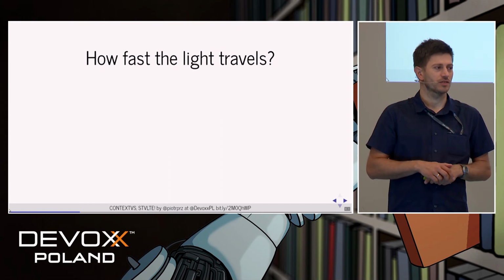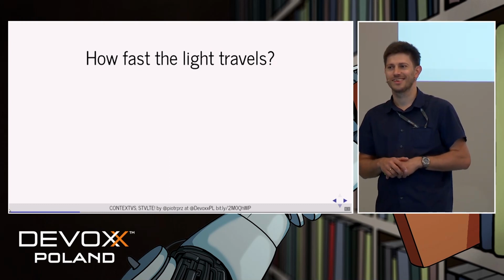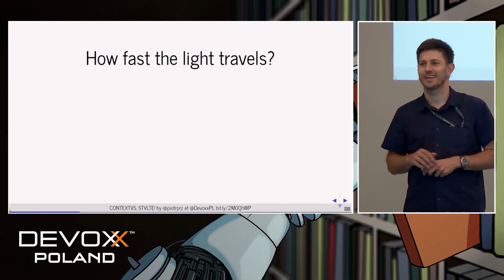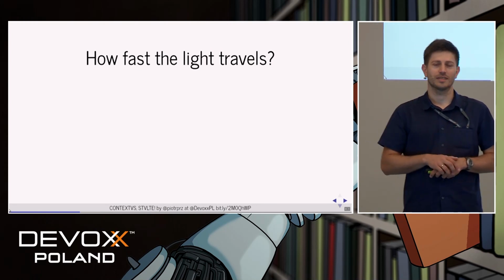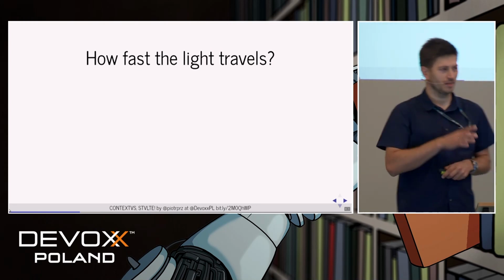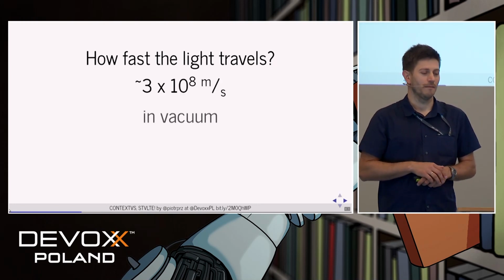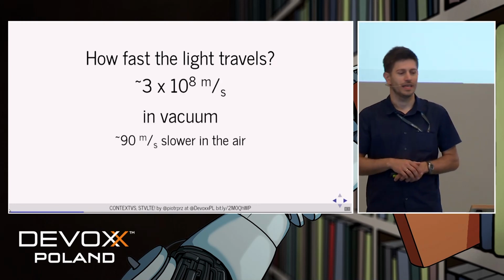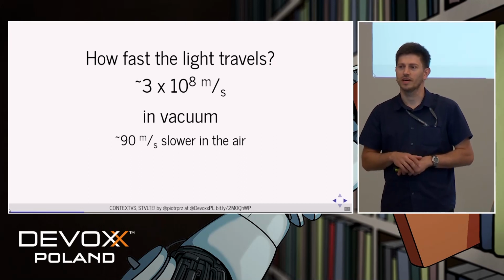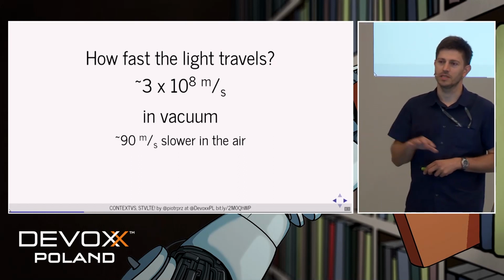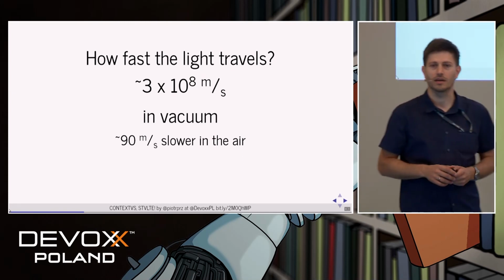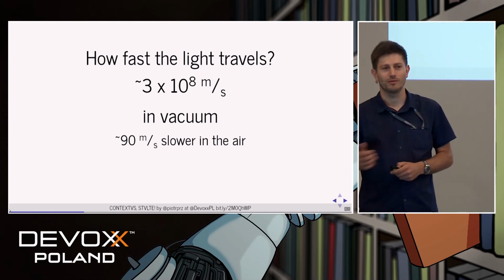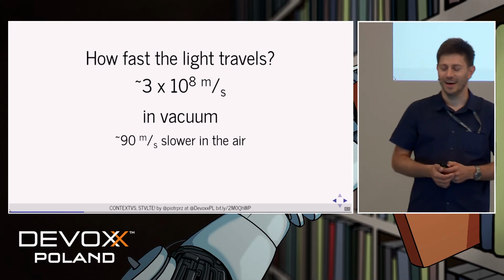How fast does light travel? Answers, please. 300,000 kilometers per second. Someone said, well, more or less like that. In vacuum. In Earth's atmosphere, it's on average 90 meters per second less. Please note we are using Système International here, so metric units. Not miles, not yards, not feet.